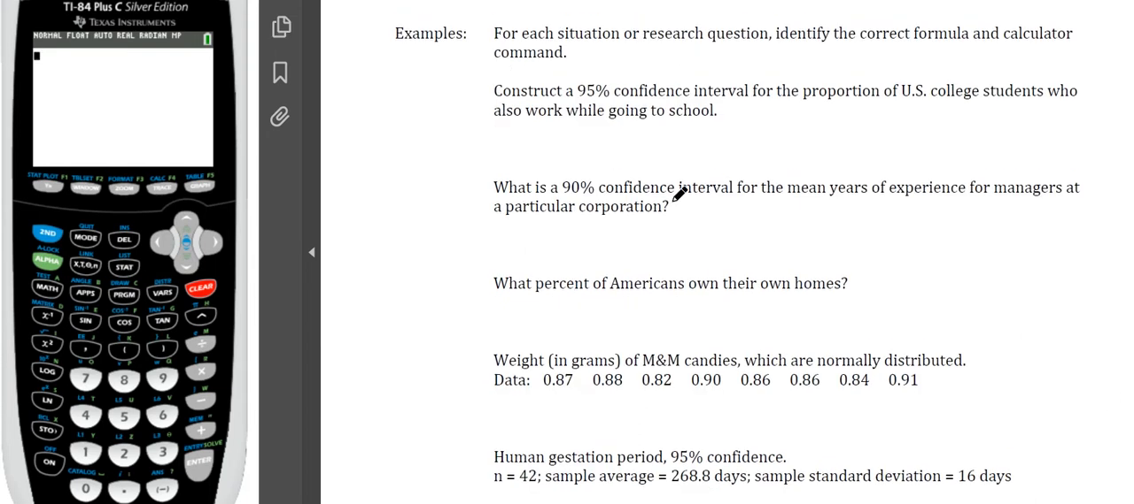So first, construct a 95% confidence interval for the proportion. We are done. Once I see proportion, I know what I'm working with. This is going to be 1-PropZInt. So this is basically looking at the description, trying to figure out what kind of parameter I'm trying to estimate.